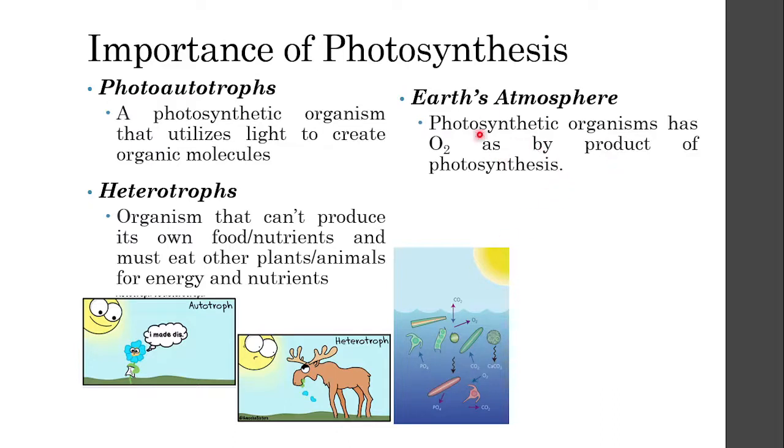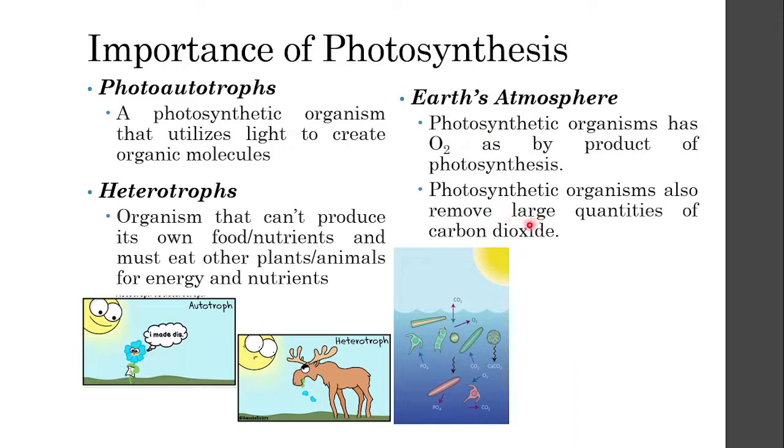Another important thing about the creation of oxygen is that it also reduces the quantities of carbon dioxide. So as you can see here, we take carbon dioxide, and those photosynthetic organisms utilize that carbon dioxide to create carbons, and then they release oxygen. So one important thing that trees do is actually reduce our carbon emission.